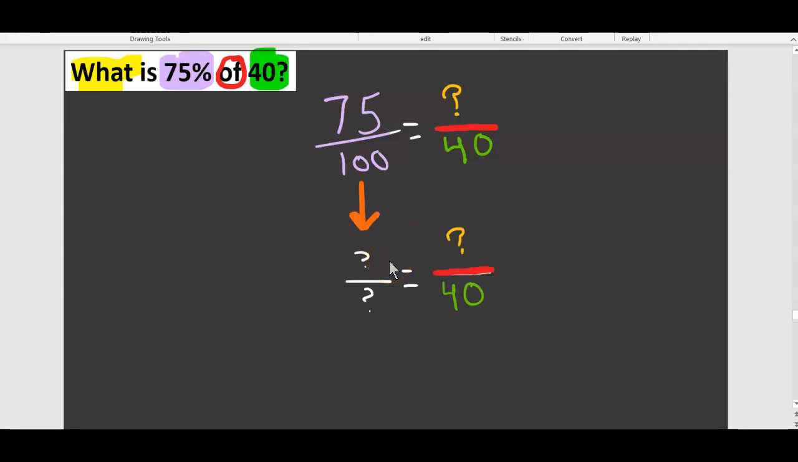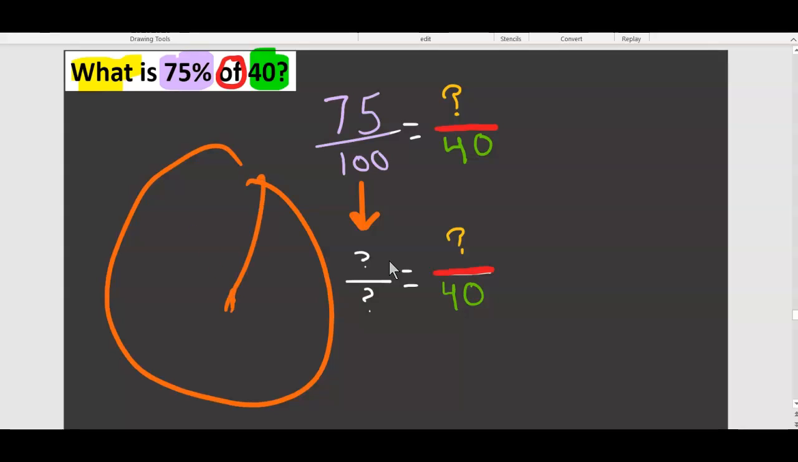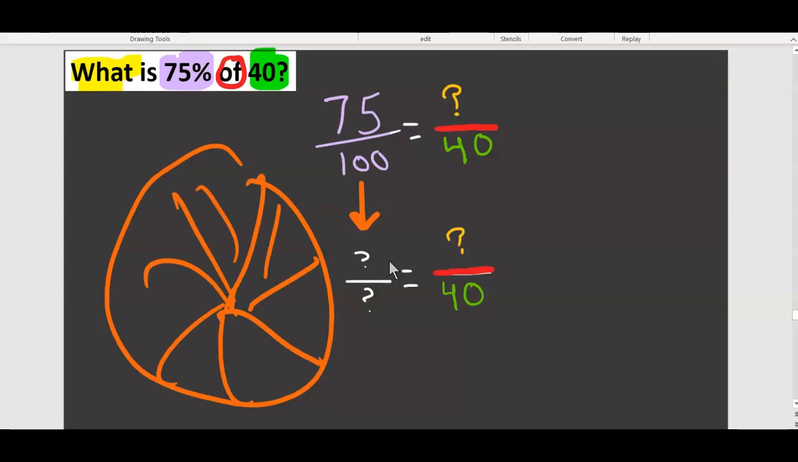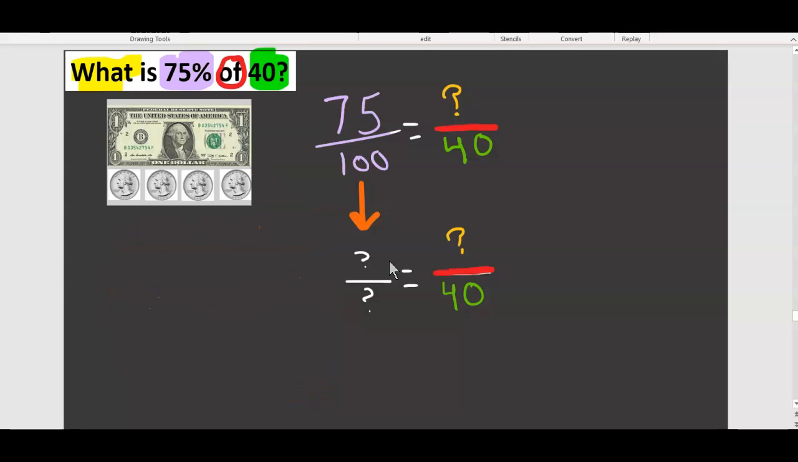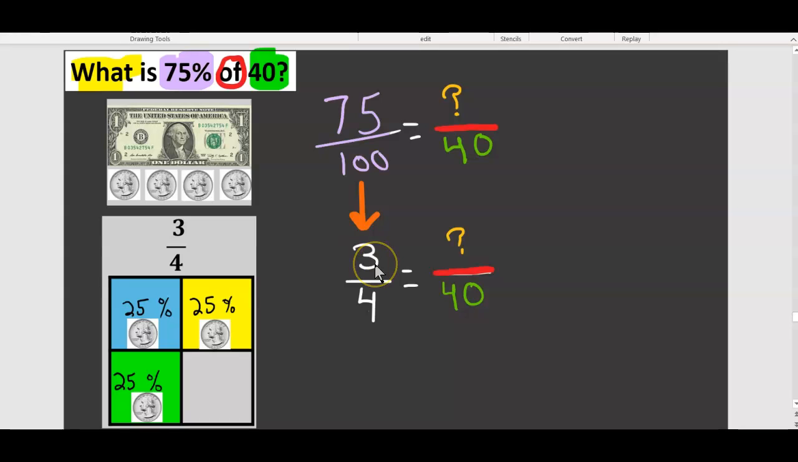Aha! What am I saying? Big money! Think money! Wheel of fortune! Spin the wheel! You land on a dollar bill with 4 quarters. And we know that 75%, 3 quarters, 25 plus 25 plus 25, that's 75. That's 3 quarters of a dollar, 3/4 a dollar. There it is, 3/4. Now look at this beauty. Look how beautiful this is. This is so friendly. I love friendly numbers and friendly transactions.